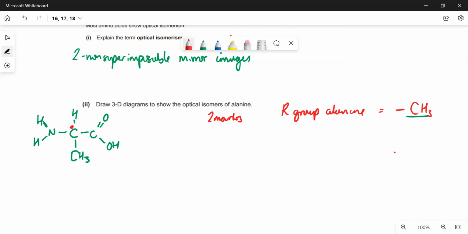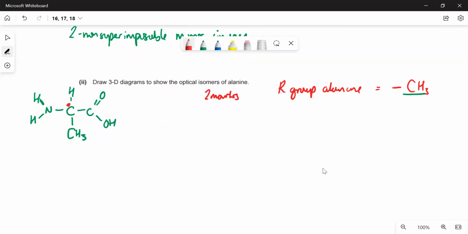Now we've got to draw some 3D diagrams. So we draw that carbon here, and that's a tetrahedral carbon. So I'm going to draw one group coming out of the plane of the paper, the CH3. We'll have this NH2 going into the plane of the paper, dotted line. This is in the plane of the paper, that's the carboxylic acid group. And we have this one sticking up, the hydrogen.